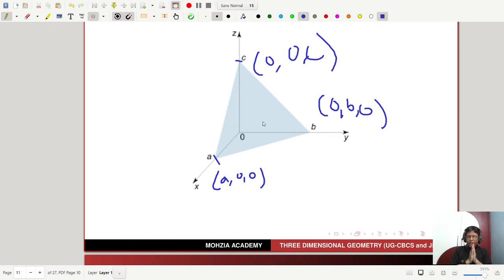So if one of the coefficients is 0, it will represent a plane parallel to a fixed axis, and if two of the coefficients are 0, then it will represent a plane parallel to the yz plane, zx plane, or xy plane, depending on the missing variables. But if none of the coefficients is 0, it will represent the intercept form of the plane.